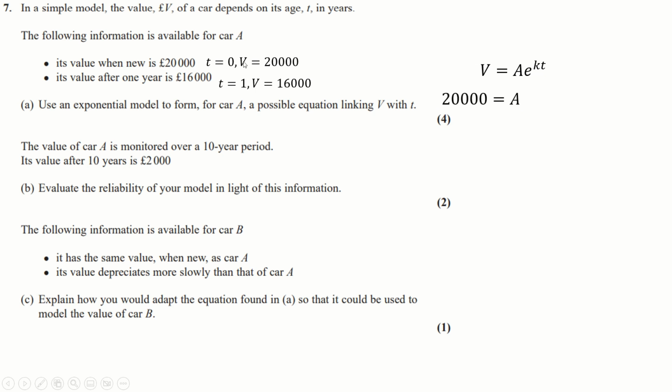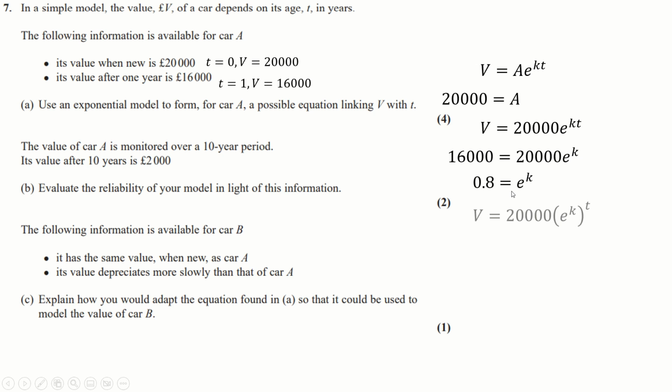Like I already said, if you put in t as 0, this just goes away, and you just end up with a as v, so that's that. If you put in t as 1, a little bit more complicated. You can use the a now, but putting in t as 1 just gives you e to the k here. Putting in v as this, you can divide by 20,000, and then you can take log of both sides.